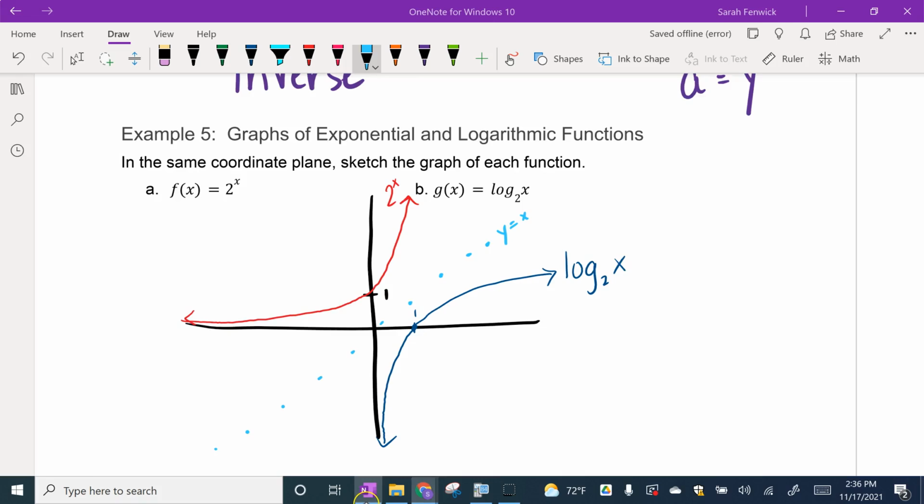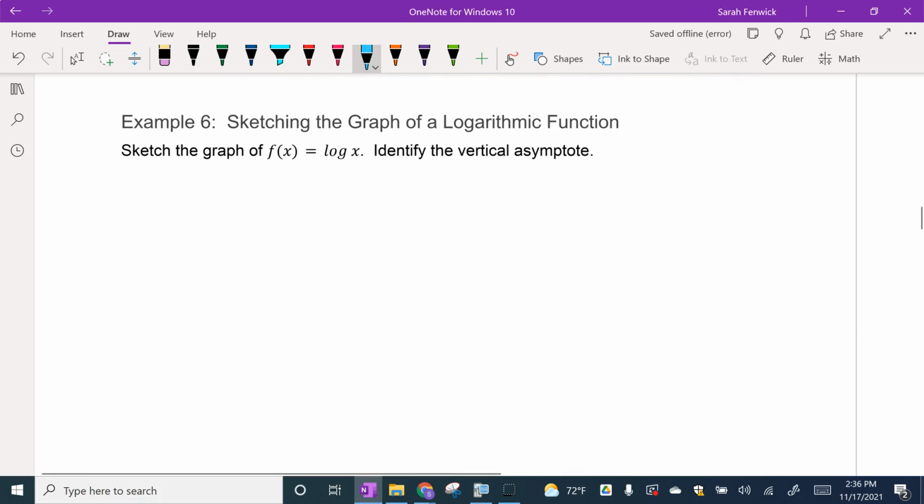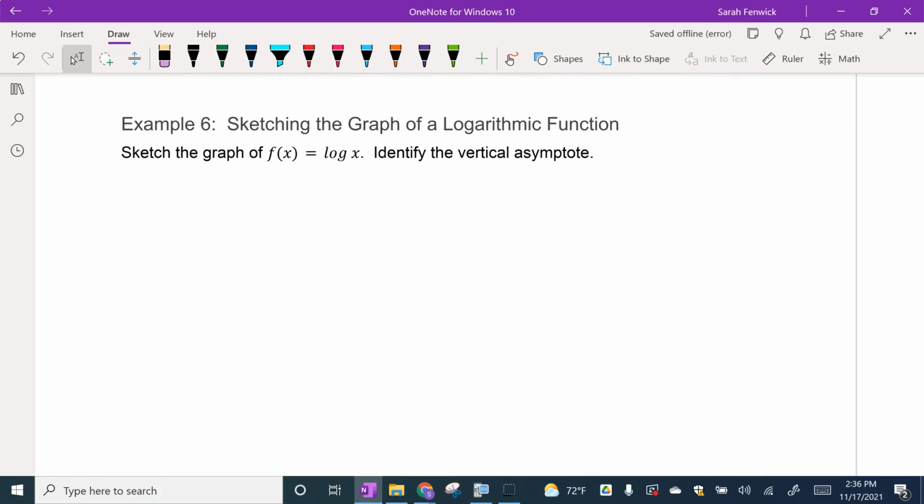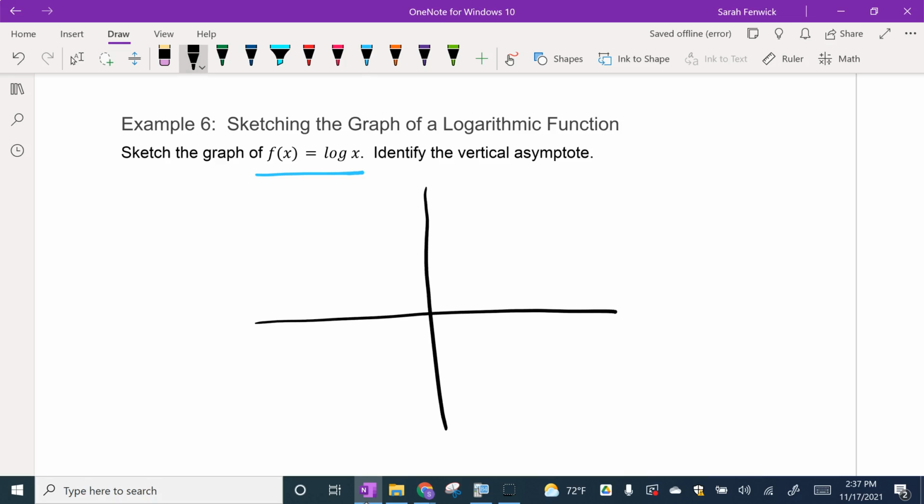Okay? All right. So, sketching the graph of a logarithmic function. I want to sketch the graph of f of x equals log x, and identify the vertical asymptote. We haven't talked much about asymptotes in this section yet. Log of x is log base 10, right, of x. It's going to come up here, it's going to cross right here, and it's going to go this way.